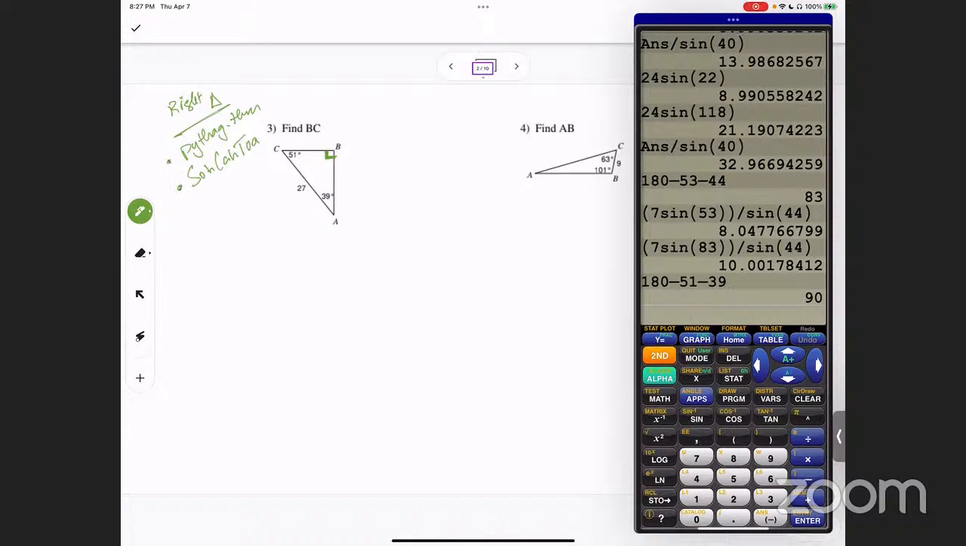So for this one you don't need the law of sines. You can use the law of sines or the law of cosines, but you don't have to. All you really need to find the other sides is SOHCAHTOA.